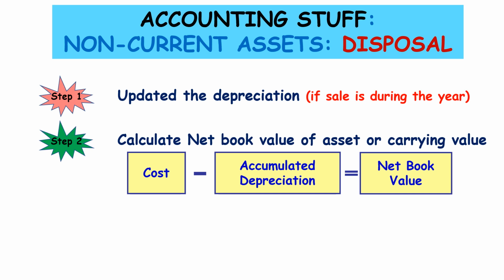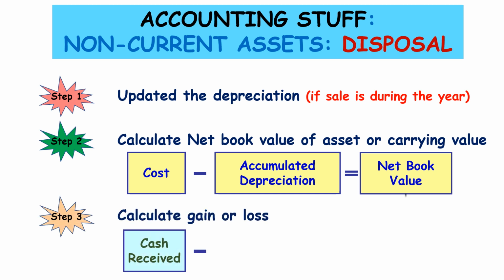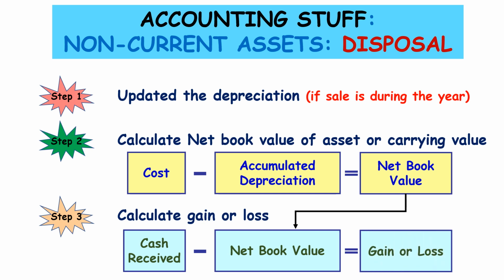So we'll calculate that. And finally, when we know the net book value, we can compare that with the cash received to calculate a gain or loss. So we'll give you two examples, one for gain, one for loss. So let's look at the first example.